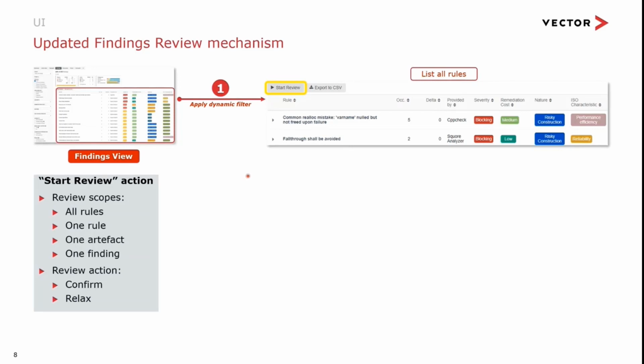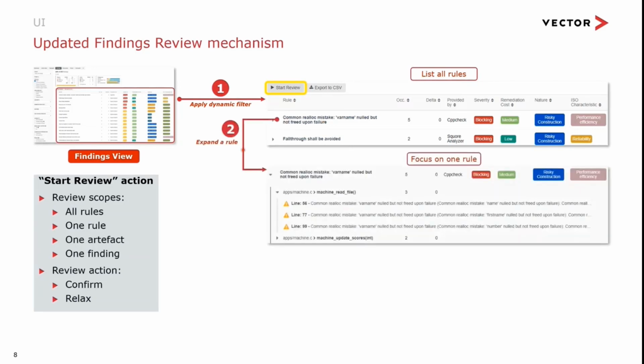But then sometimes you want to focus on one particular rule. So if you click on one rule, it is going to be expanded like this in the same page. And then focusing on this rule, you can see, okay, it has 5 violations. 3 of them are on this particular function, 2 on this other function. So that's how it is displayed.